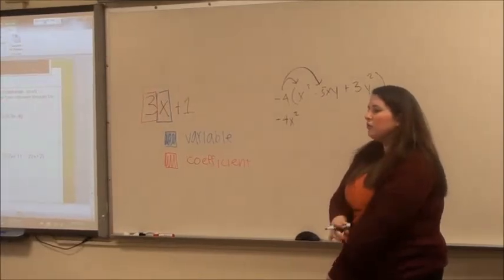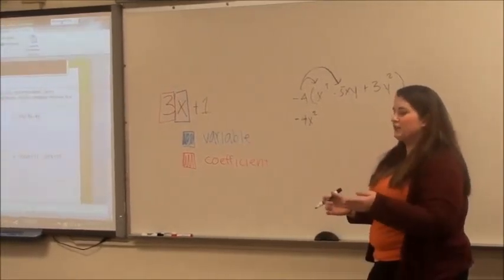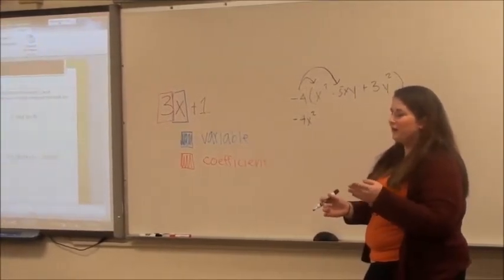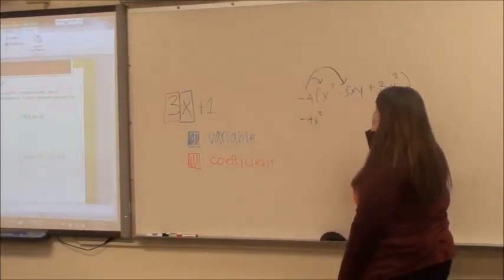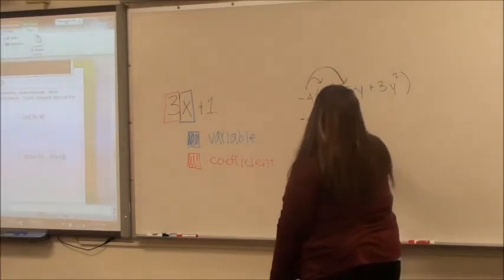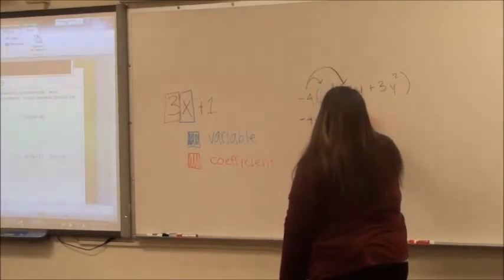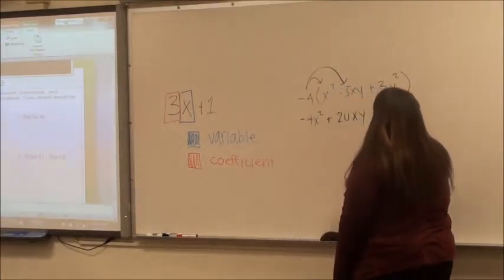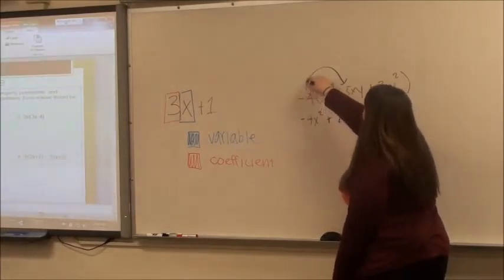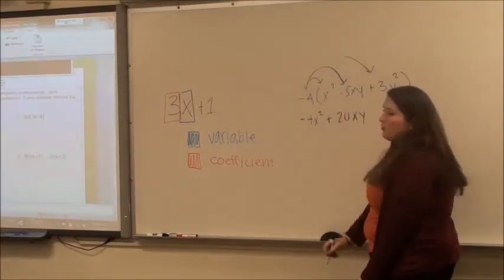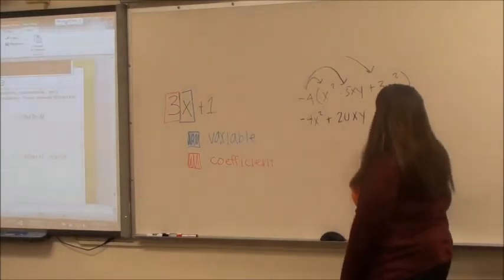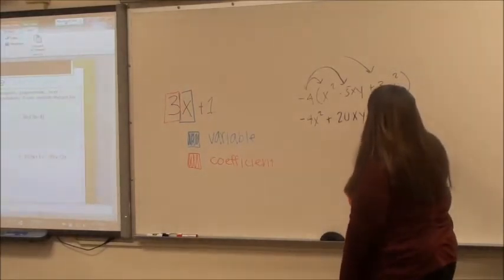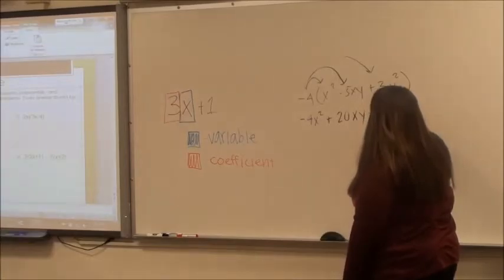Now, who knows the rule? What's a negative times a negative? Positive. So keep that in mind. These signs are very important. So you have a negative 4 times a negative 5. That's a positive 20. And then you put in the xy. Now you have a negative 4 times a positive 3y squared. So we have a negative times a positive. That's going to stay a negative. So we have a negative 12y squared.